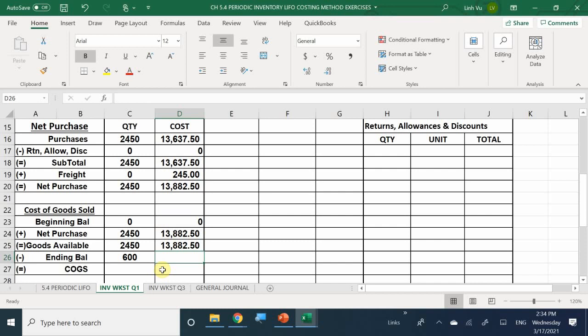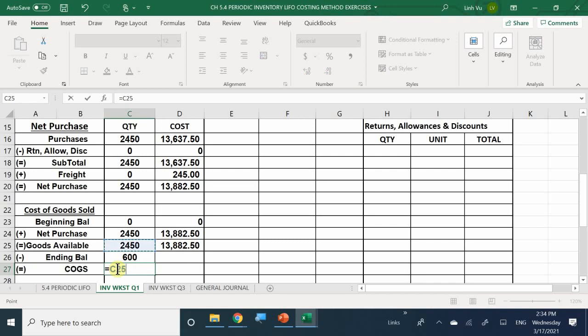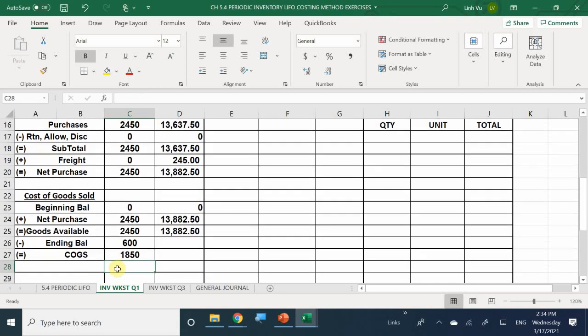I'm given that I had 600 items left in my ending inventory. So now I just have to do simple math. If I started with 2,450 items and I sold X amount to end with 600 left in inventory, what is going to be the total amount that I sold? 1,850. It's going to be 1,850. So again, if you follow these little parentheses right here, it is your guideline on what to do. Here we're subtracting out our ending inventory to get your cost of goods sold.